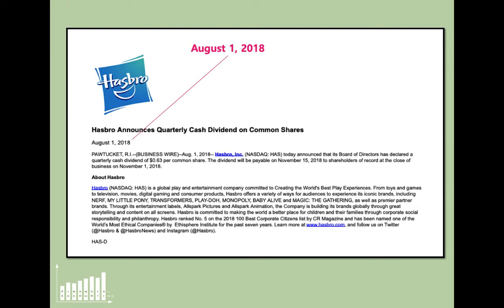So we've got 3 dates here. The first one we see is August 1st. And then we see a date, November 15th of 2018. And then finally we see November 1st of 2018. So what does this really mean? Well, August 1st would be the date of declaration. That's the date the board of directors says, hey, world, we're going to pay out a dividend.